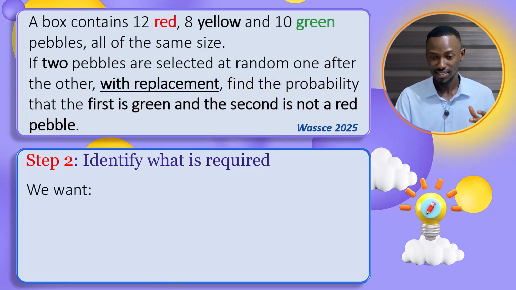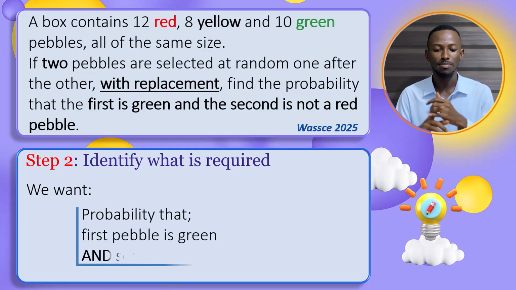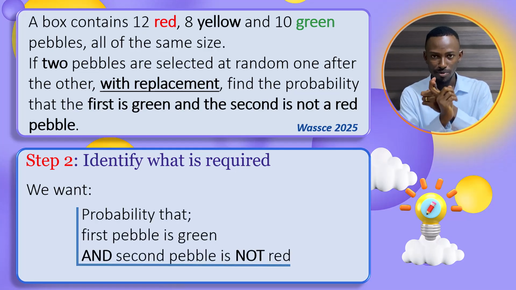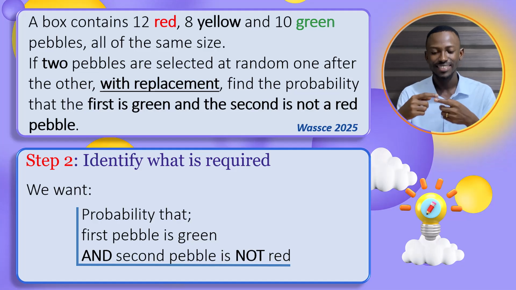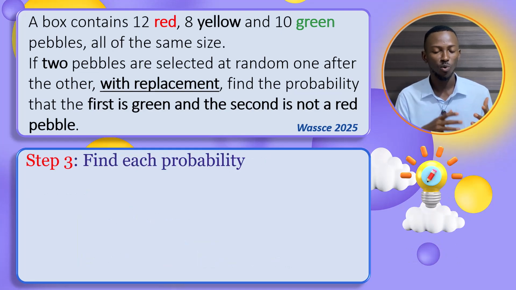So what we want in the question is the probability that first pebble is green and the second pebble is not red. So we have 2 kinds of probabilities here. The first is green. So the first selection is green and the second selection is not a red pebble. So how do we go about it? So now that we've seen what we are to find or what is required of us, then we move to the next step, that is to find each probabilities.